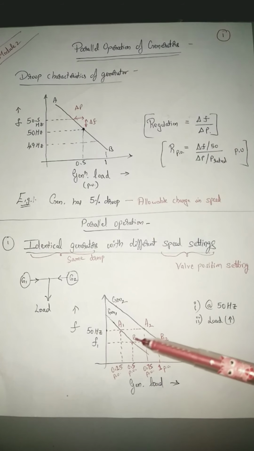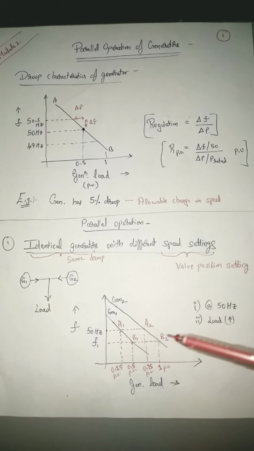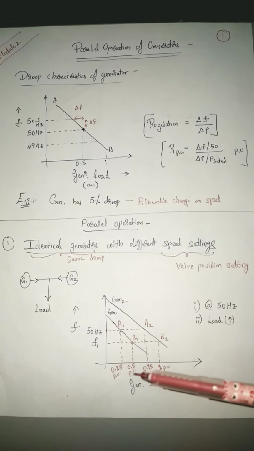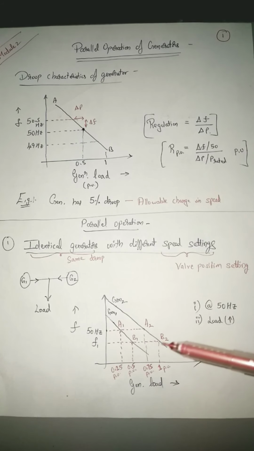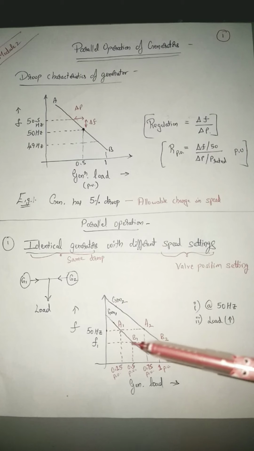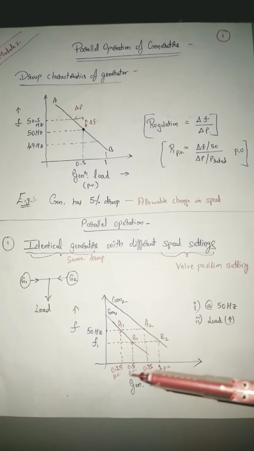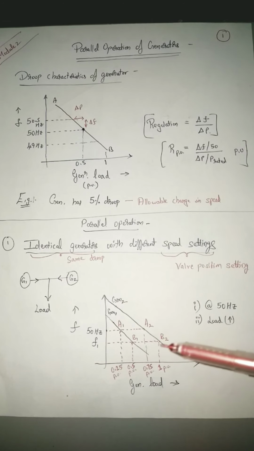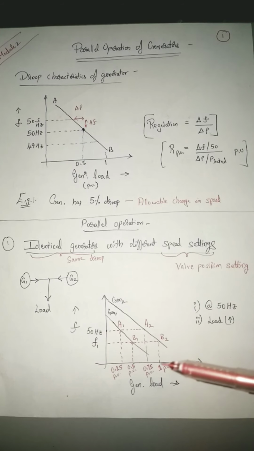So as a consequence, since they are operating at B1 and B2, generator 1 is handling 50% of the load demand and generator 2 is handling 100% of the load demand. Total load happens to be 150%, so 100% is being handled by generator 2, 50% by generator 1, or to be more specific, generator 1 is taking 0.5 per unit, generator 2 is taking 1 per unit. So the observation that you have to make here is generator 2 is at its uppermost limit. So it has taken all the 100% of its capacity.